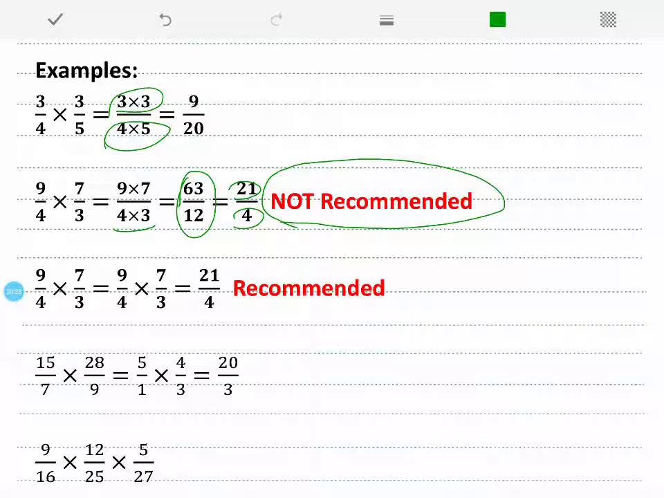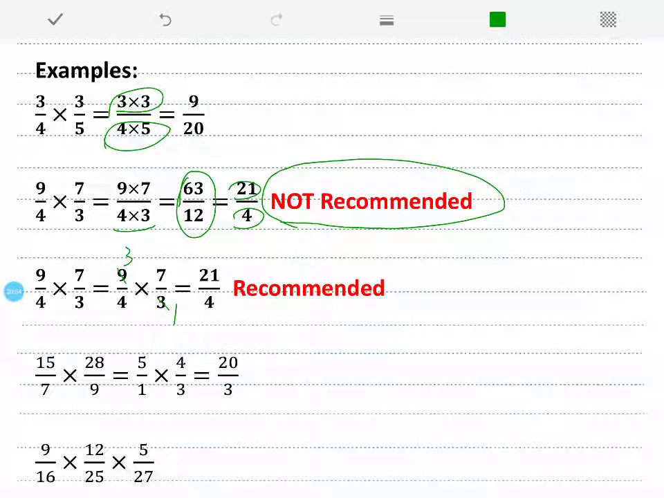So 9 and 3: one is on the top, the other is at the bottom. So 9 and 3 have a common factor of 3. You can directly cancel and simplify that. So you divide by 3: 9 becomes 3, and 3 divided by 3 becomes 1. So basically it becomes 3 over 4 times 7 over 1.